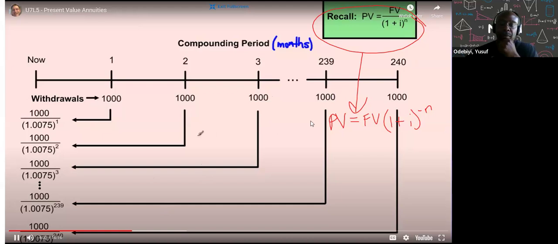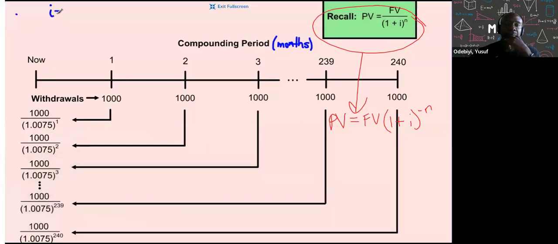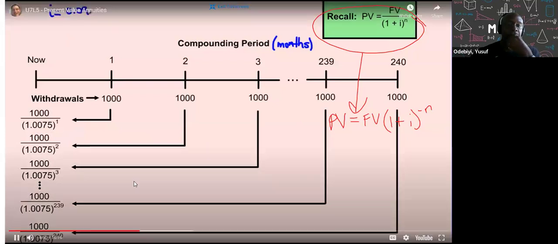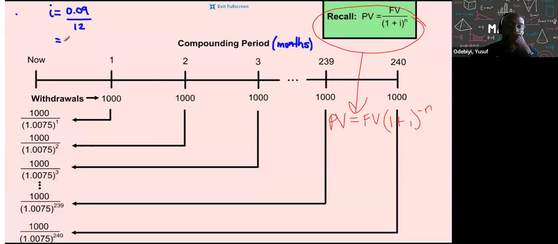Exponent n. So the future value of this withdrawal is 1,000, and I'm dividing it by 1.0075 to the exponent 1. Well, where did we get 0.0075? If we remember, the interest rate was 9%. And because we're compounding monthly, we're going to divide that by 12. And this equals 0.0075.